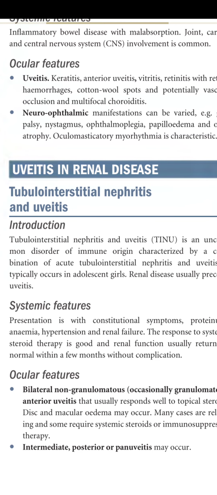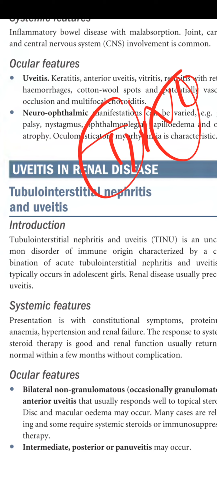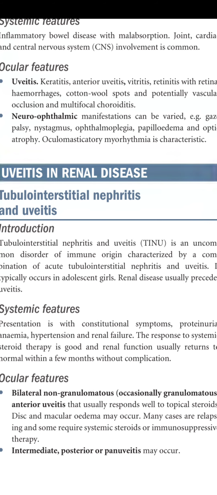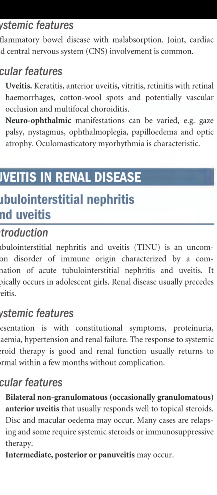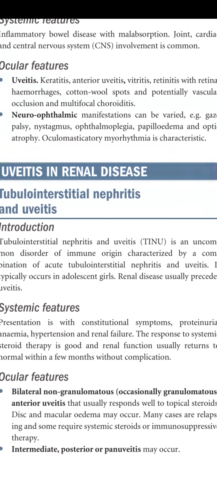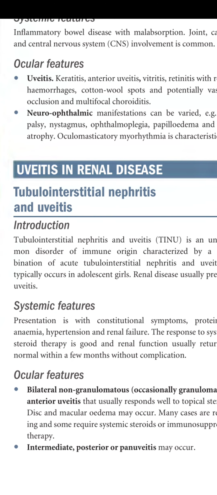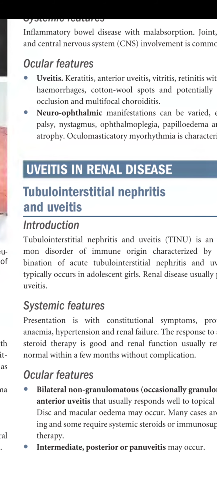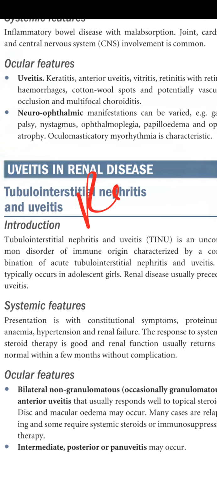Next is uveitis and renal disease. It includes TINU, which is tubulointerstitial nephritis and uveitis. TINU is an uncommon disorder of immune origin characterized by a combination of acute tubulointerstitial nephritis and uveitis. It typically occurs in adolescent girls. Renal disease usually precedes uveitis. So first there is going to be the renal disease, and then the uveitis, and it occurs in adolescent girls.